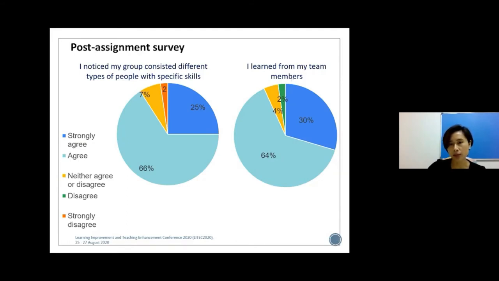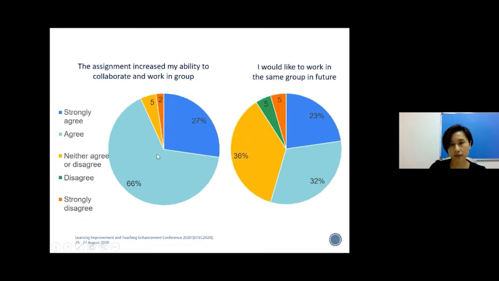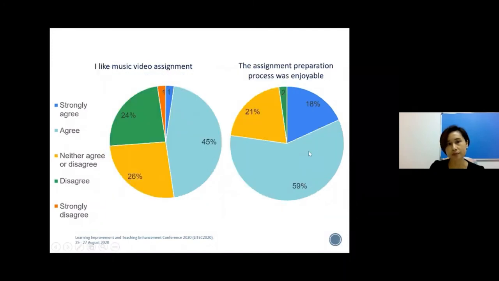And the next question we actually asked, whether or not the assignment would be able to increase their ability to collaborate and also work in a group, and the majority of them agree with that. And they were actually happy to work in the same group in future.